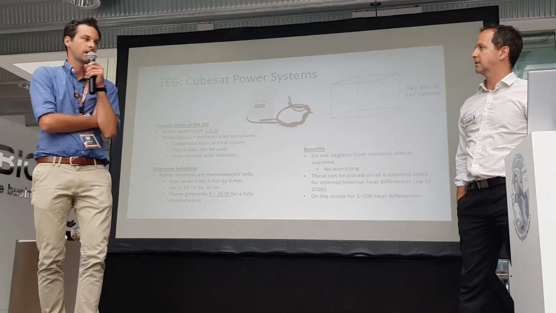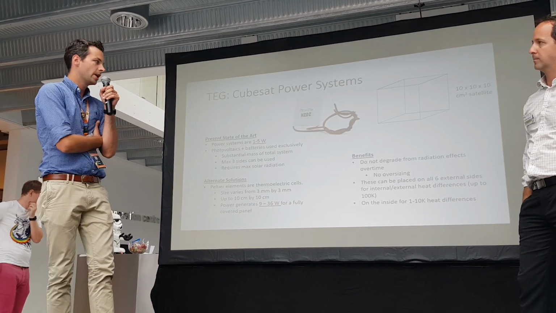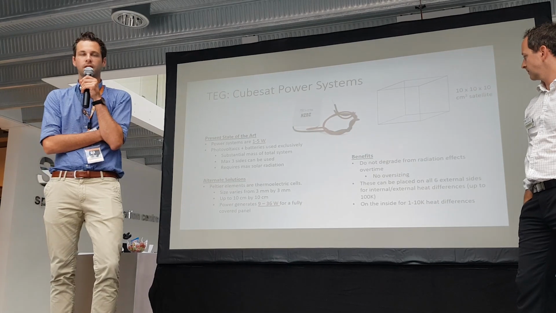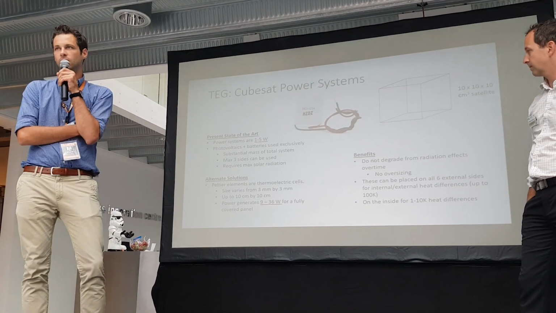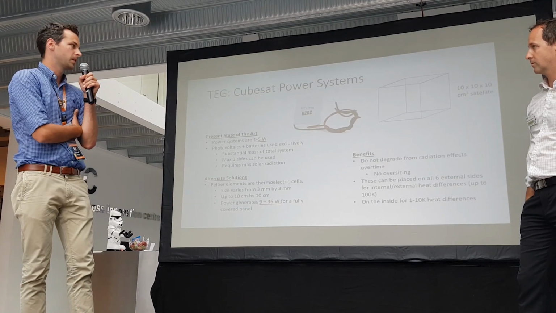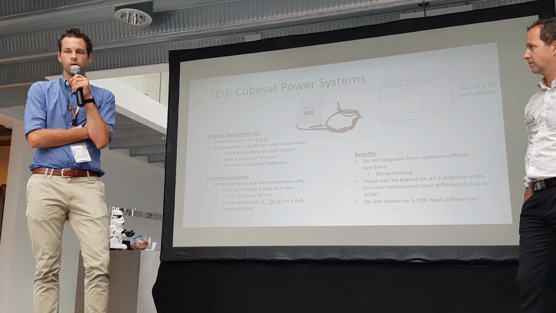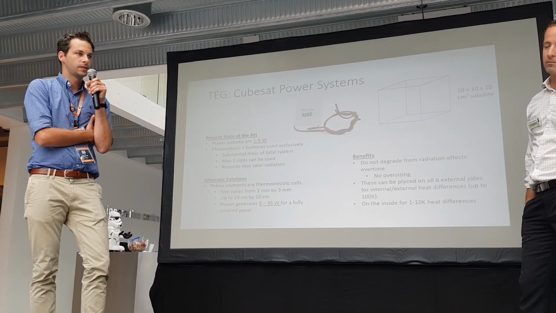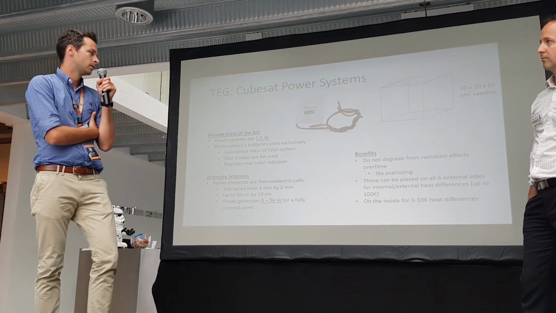More benefits are that they do not degrade from solar radiation, which means you do not have to oversize them as you have to do with solar cells. You can place them on every one of the 6 sides of the CubeSat, and also basically on every single device that generates a heat difference.